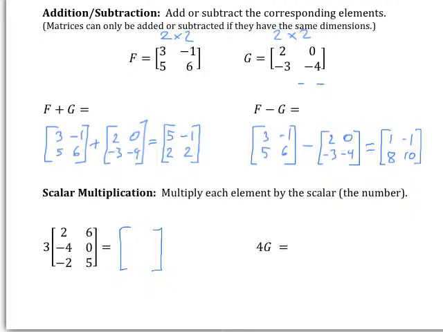So here we go. 3 times 2 is 6. 3 times 6 is 18. 3 times -4 is -12. 3 times 0 is 0. 3 times -2 is -6. And 3 times 5 is 15.